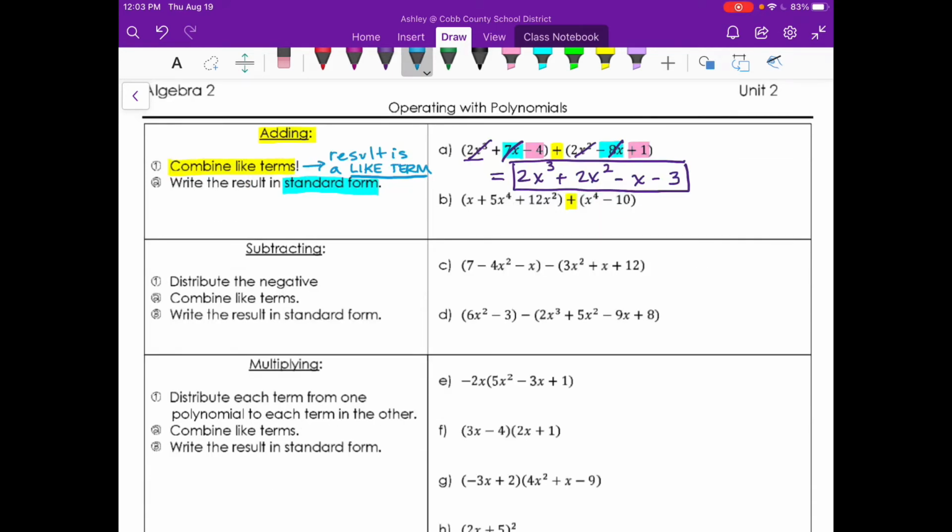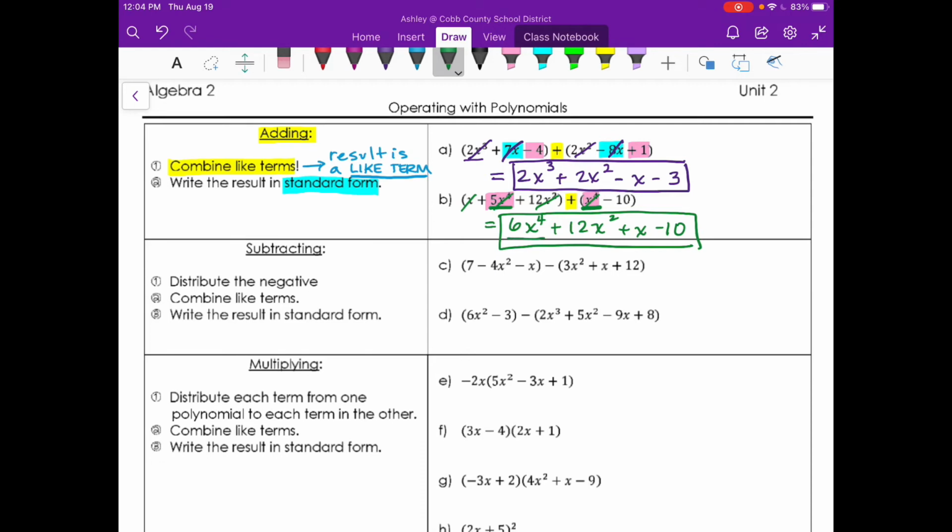On example B, we'll do the same thing. So we have 5x to the fourth and 1x to the fourth, which gives us 6x to the fourth. And then our next power would be 12x squared. And then we would bring down the x, which has no like terms as well. And finally, the negative 10. So we're just adding the coefficients, and we're keeping the variable and exponent the same. So the sum of 5x to the fourth and 1x to the fourth gave me 6x to the fourth.